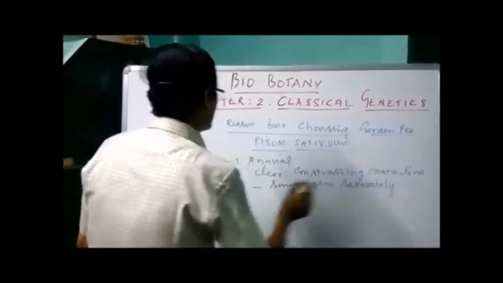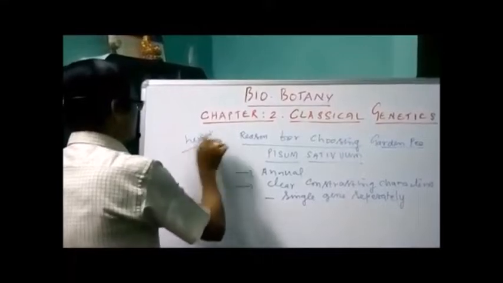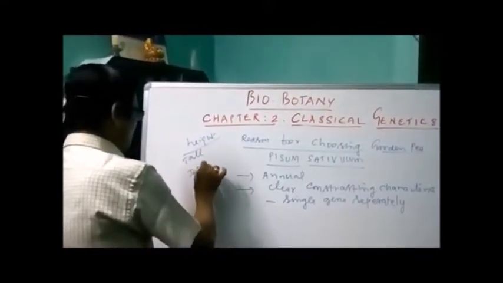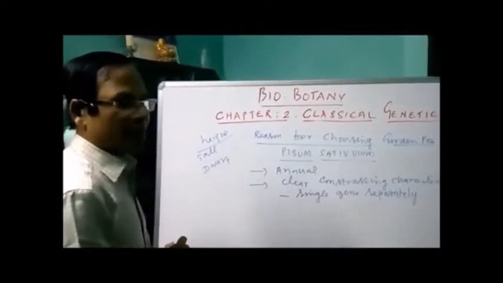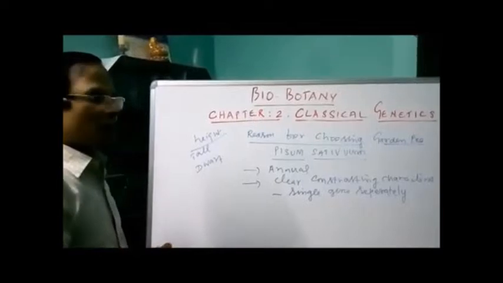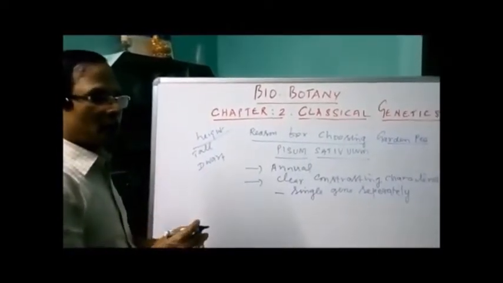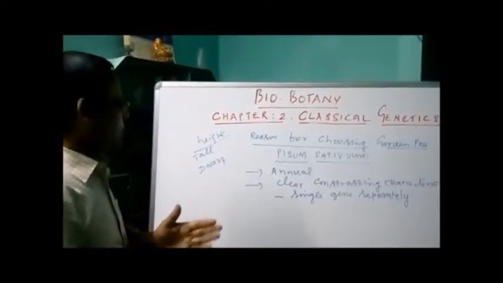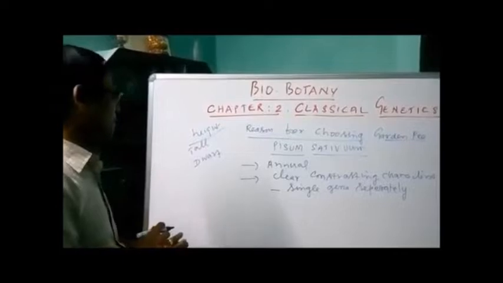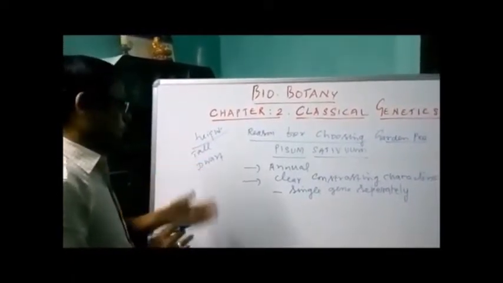For example, if you take the height of the garden pea plant, there are 2 different varieties. One is tall, another one is dwarf. These are contrasting characters. Tall is opposite to dwarf for the character height. If you take the shape of the seed, one is round and the other wrinkled. So contrasting pairs of characters are the opposite characters for a particular trait.